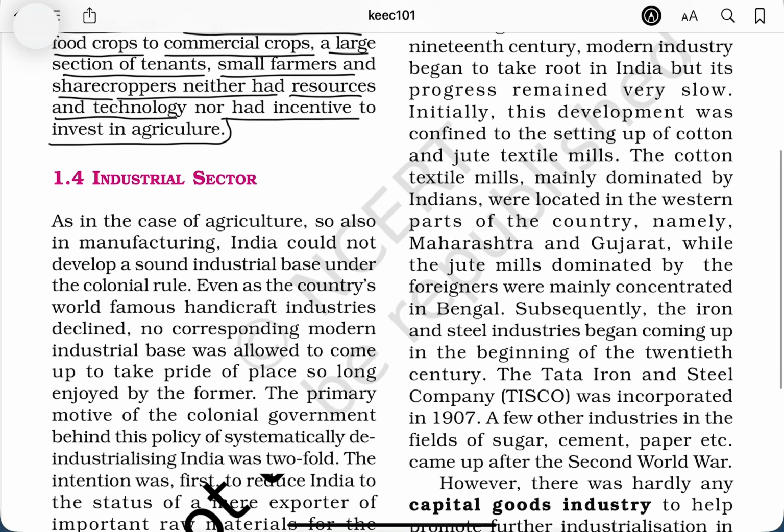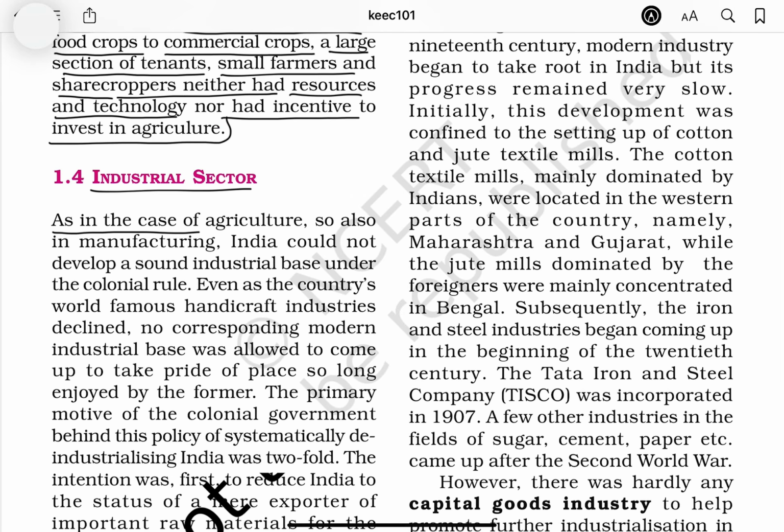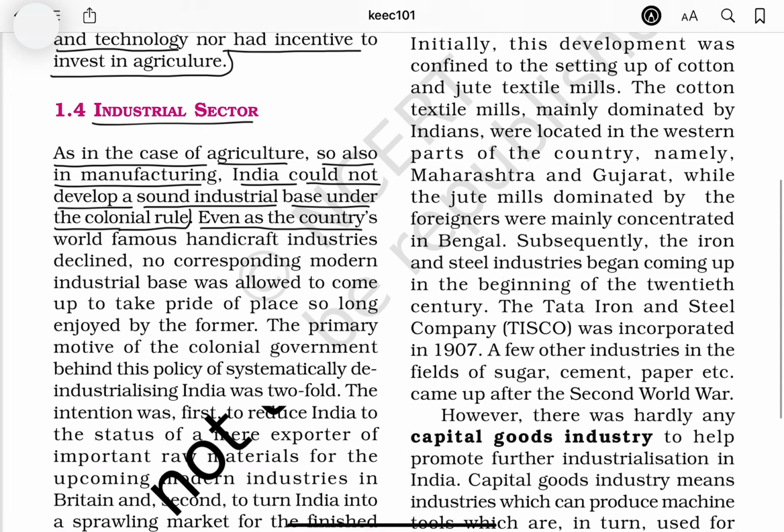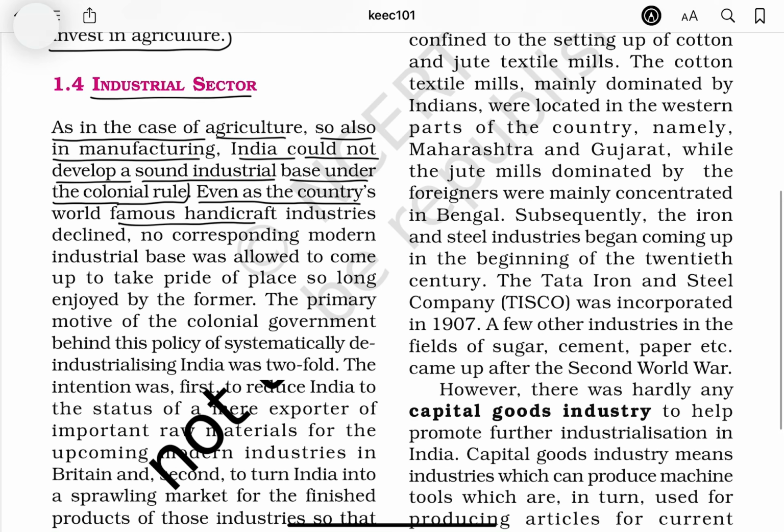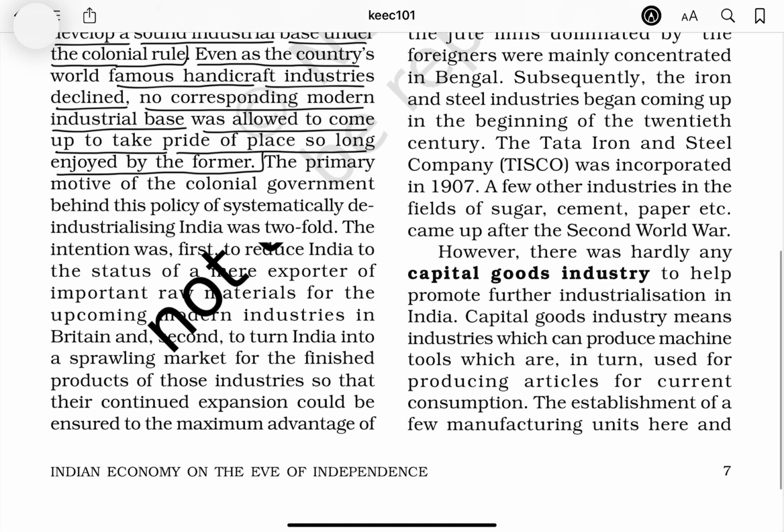Industrial sector. As in the case of agriculture, so also in manufacturing, India could not develop a sound industrial base under the colonial rule. Even as the country's world-famous handicraft industries declined, no corresponding modern industrial base was allowed to come up to take the pride of place so long enjoyed by the former.